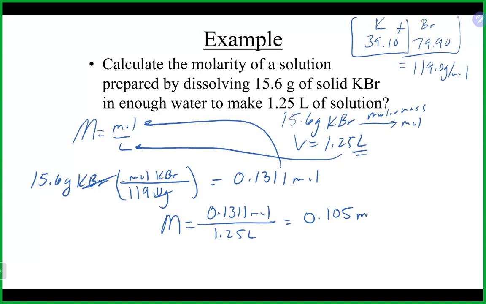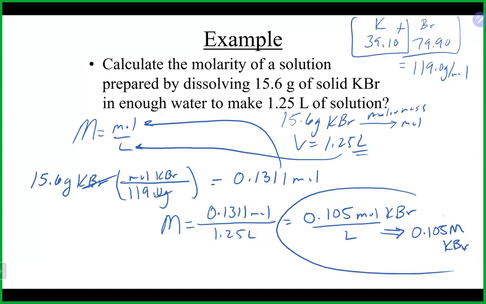You can leave the moles up on top divided by liters, whatever this is, KBr. You could, at this point, if you wanted to, turn that back into that big M KBr as well. So at the end of the calculation, you could turn it into the big M and leave it that way as well. Any questions on that there?